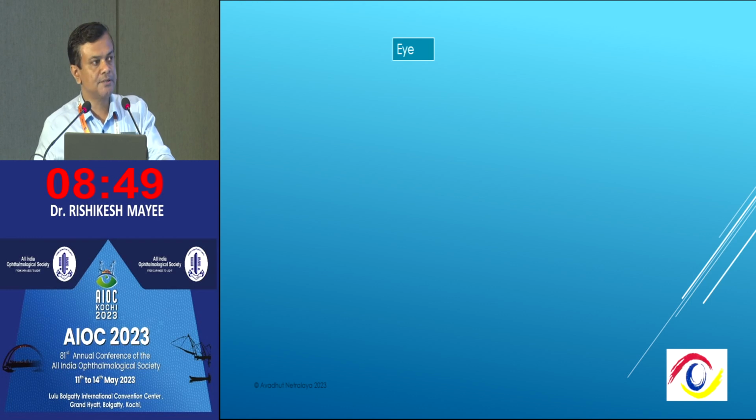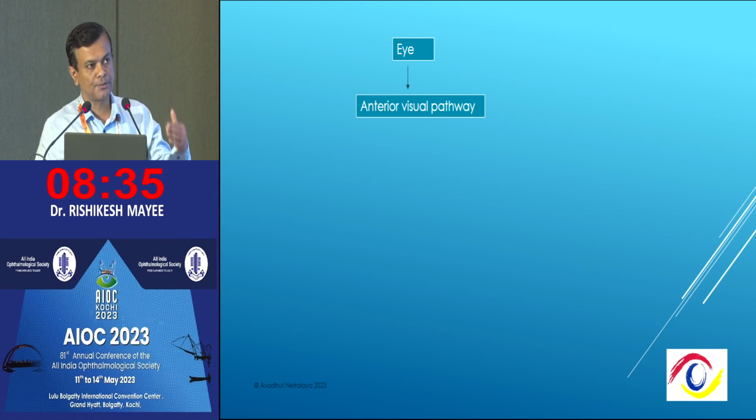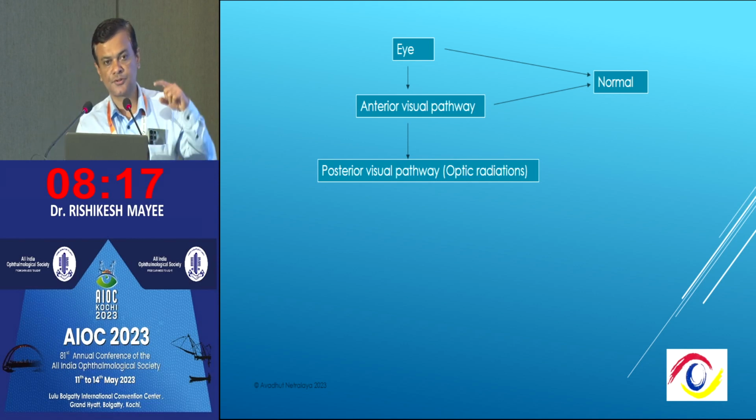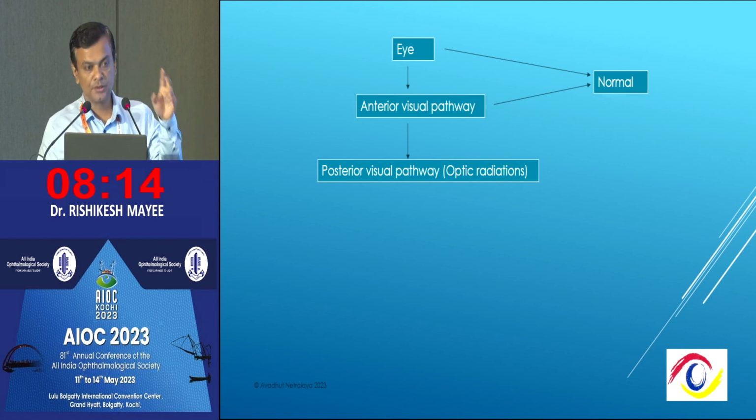Coming to the neurological basis, we start with the eye, which acts as a sensory organ, where light is converted into an electrical impulse and then passed into the anterior visual pathway, which includes the optic nerve, the chiasma, and the retrochiasmal part till the lateral geniculate body. Usually in CVI, this part is normal, so that's why you get a normal ophthalmic examination. Then comes the posterior visual pathway, also called the geniculocalcarine tract or the optic radiation, from where the axons pass from the geniculate body all the way to the visual area and the visual association area.